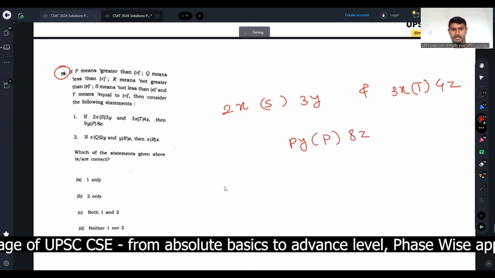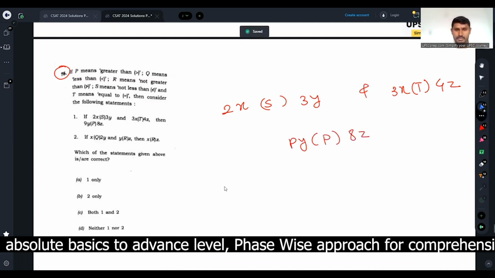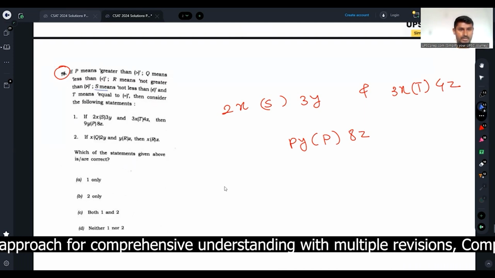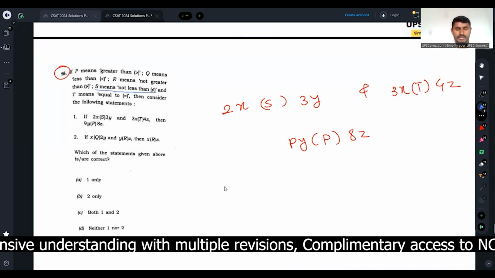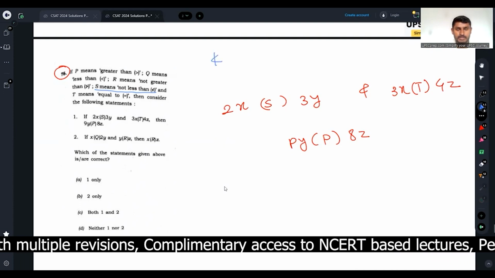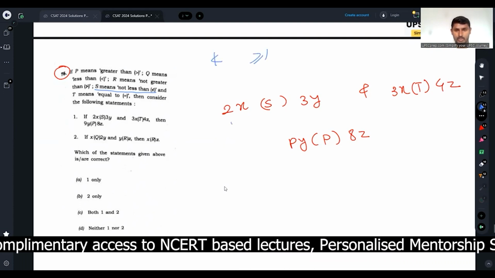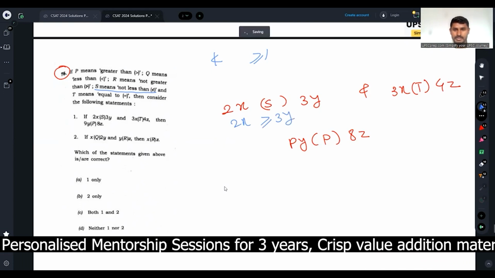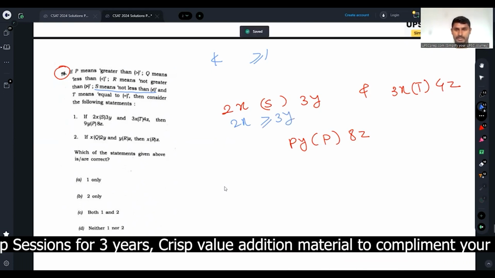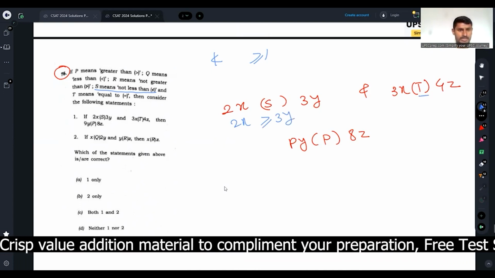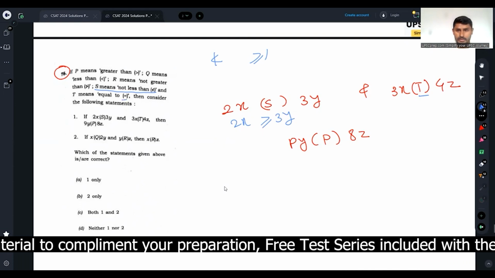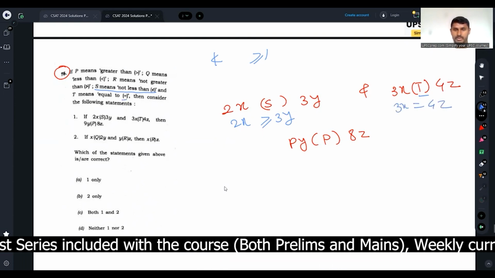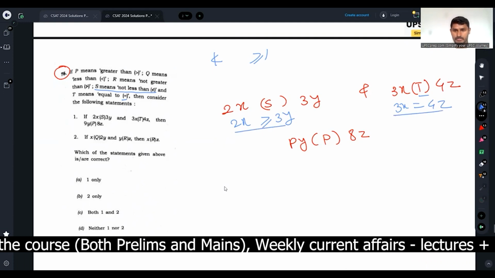Let's see now. If I check this first, what does S mean? S means not less than. If it is not less than, then it means greater than or equal to. So 2x is greater than or equal to 3y. Then T, what does T mean? T means equal to. So 3x equals 4z. Now these are the two statements with us.